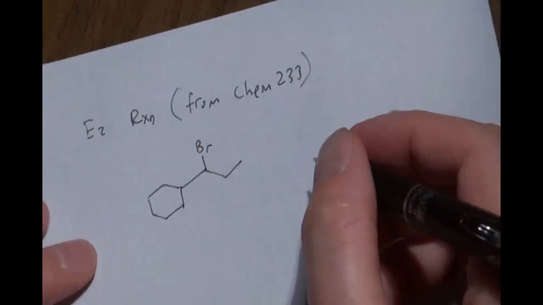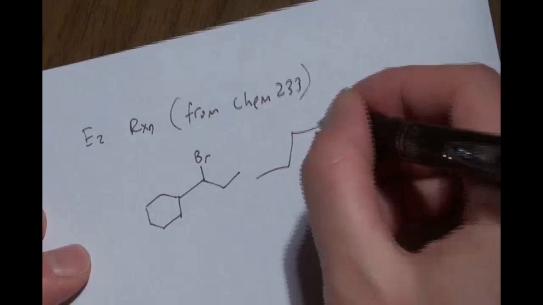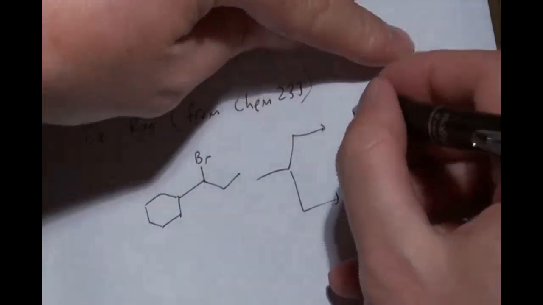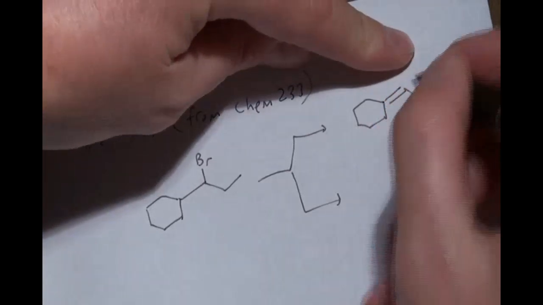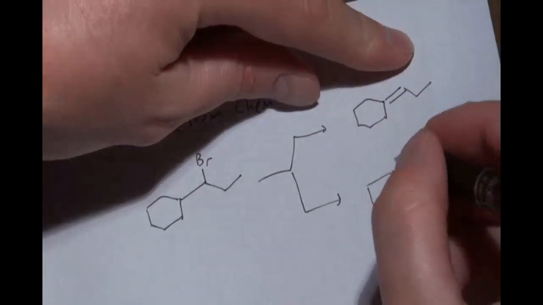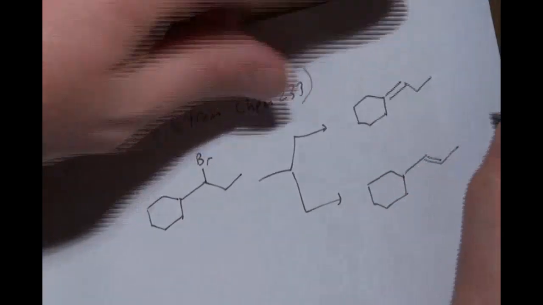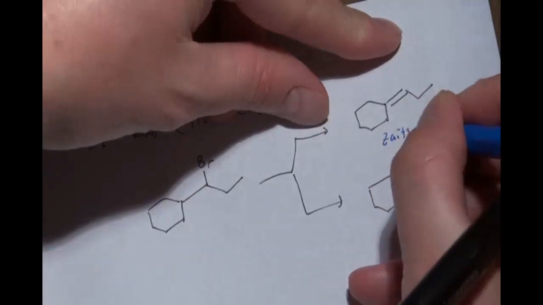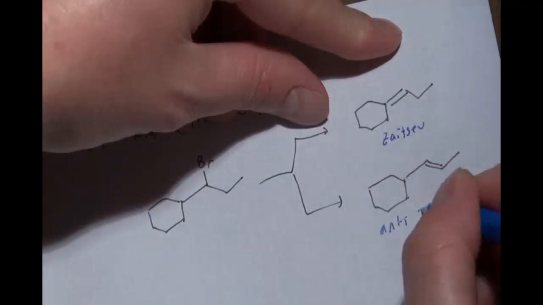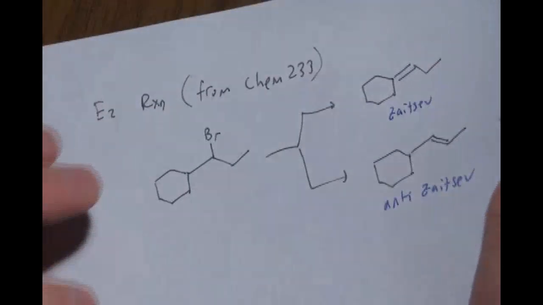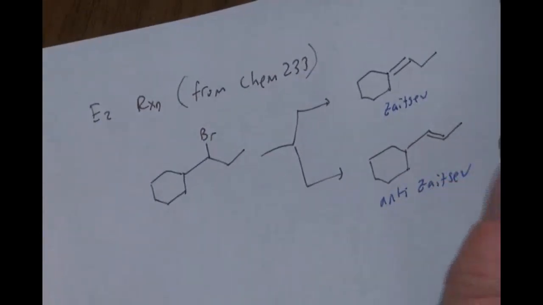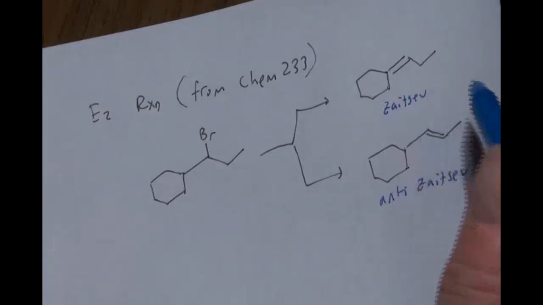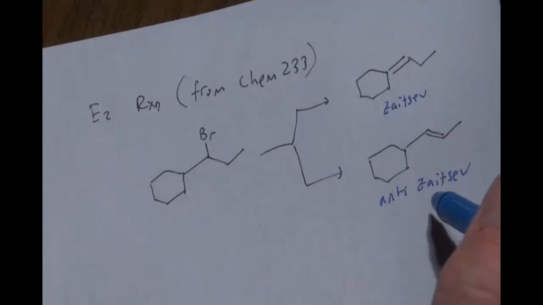So if you have a bromide like this, what we learn is, depending on the base you use, we can either get Zaitsev elimination or anti-Zaitsev elimination. Okay, we have an alkyl halide. So this is organic one stuff. Which bases would cause Zaitsev elimination and which bases cause anti-Zaitsev elimination?